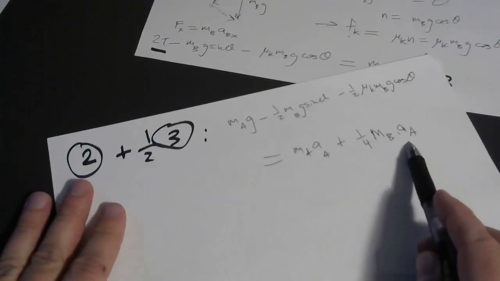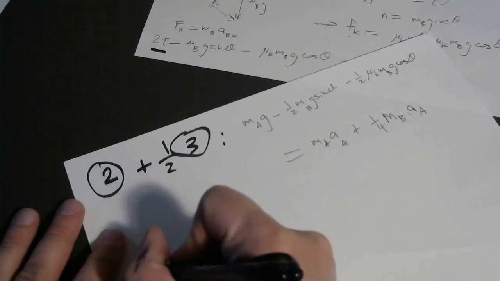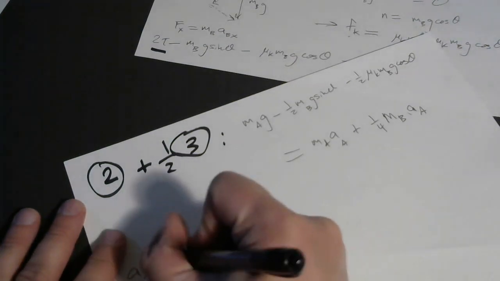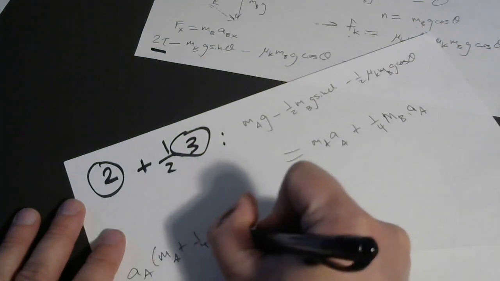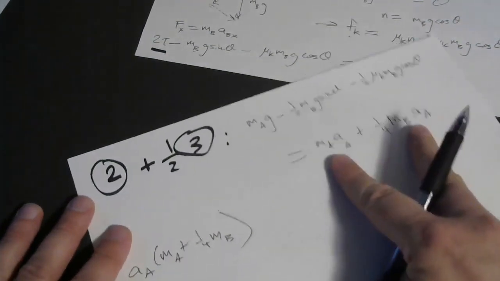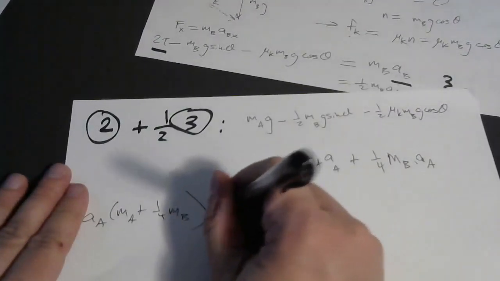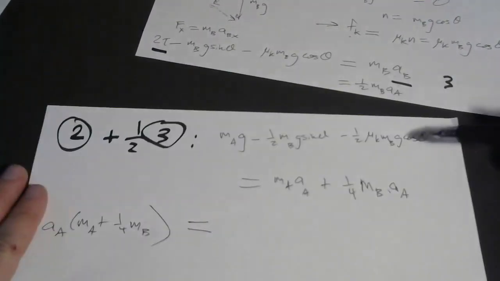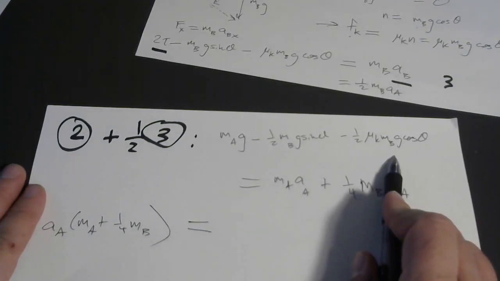I could factor out A sub A here. I'm going to flip the two sides of this equation and do some factoring. So on the left side, I've got acceleration of mass A times ma plus 1/4 mb. That's this put onto the other side. And I'll set that equal to, well, what could I factor out here? Each term has a g, so I can definitely factor that out.